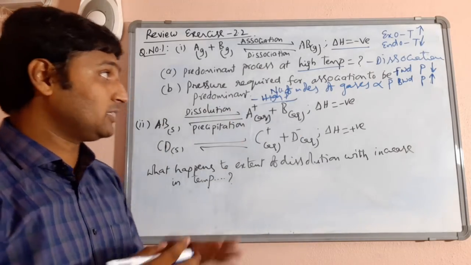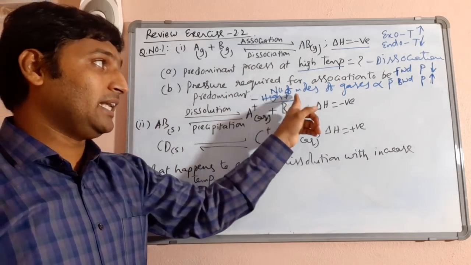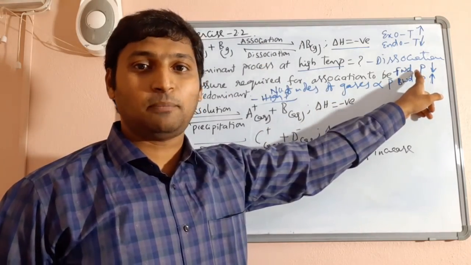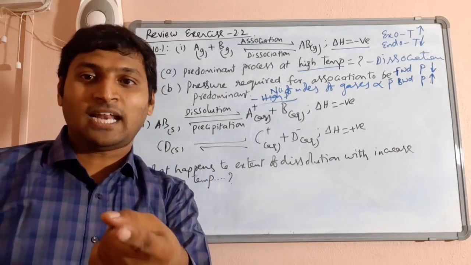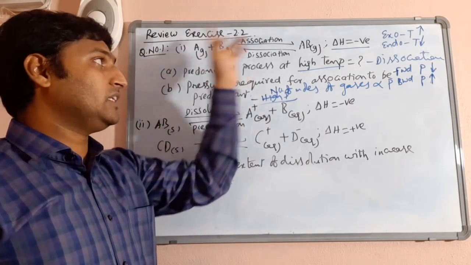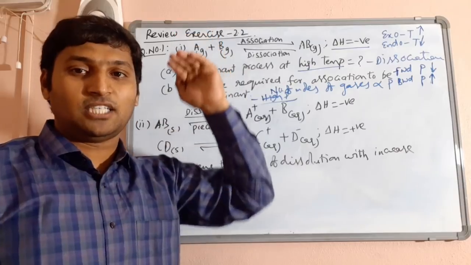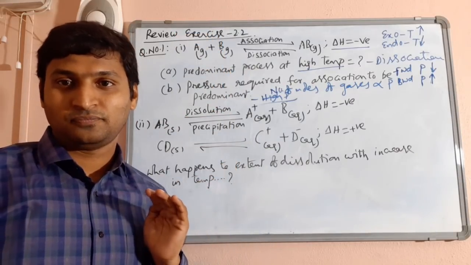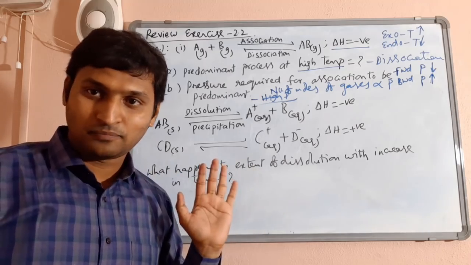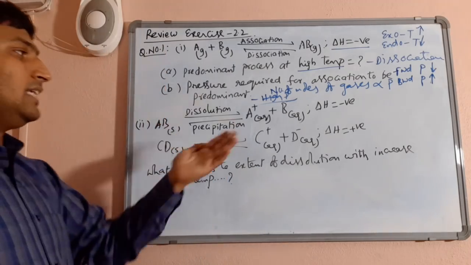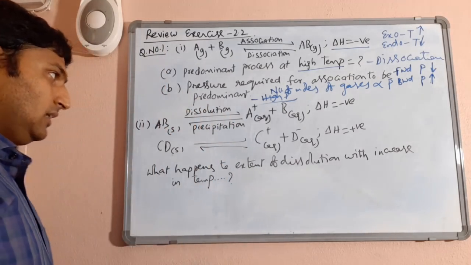If you want the forward process to be predominant, you need to maintain high pressure, because in the forward process the pressure is being lowered. So if you maintain high pressure externally, equilibrium will shift in a direction where the pressure is lowered. Recollecting the Le-Chatelier principle now comfortably. Let us quickly recollect again using this equilibrium.